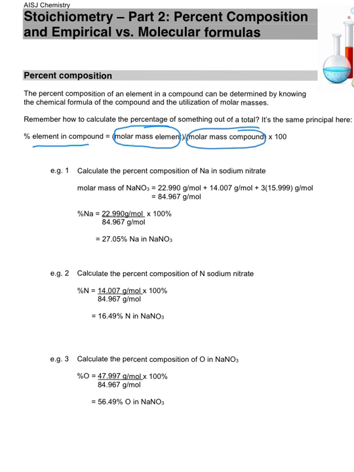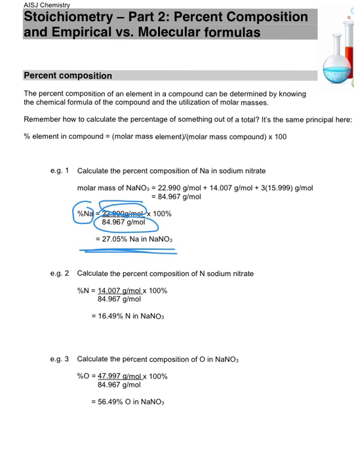So for example, let's look at the percent composition of sodium in sodium nitrate. You already know how to calculate the total molar mass of sodium nitrate, right? Which is the molar mass of sodium plus the molar mass of nitrogen plus 3 times the molar mass of oxygen, giving you a total molar mass of 84.967 grams per mole. So, if you want to know the percent of sodium in that compound, you take the molar mass of sodium and you divide it by the total mass of the compound times 100. And you get that the percent sodium in sodium nitrate is 27.05%.